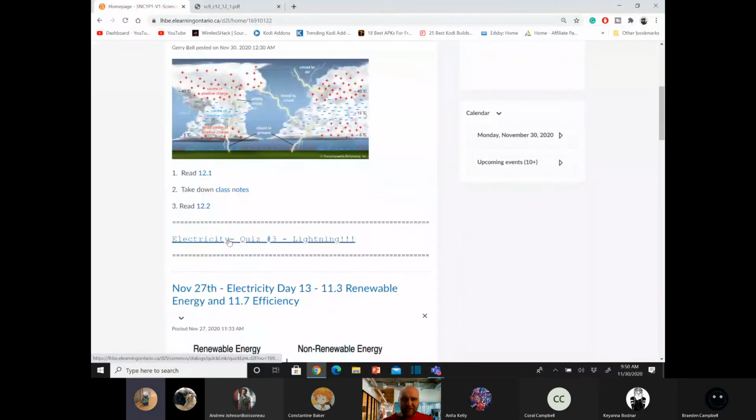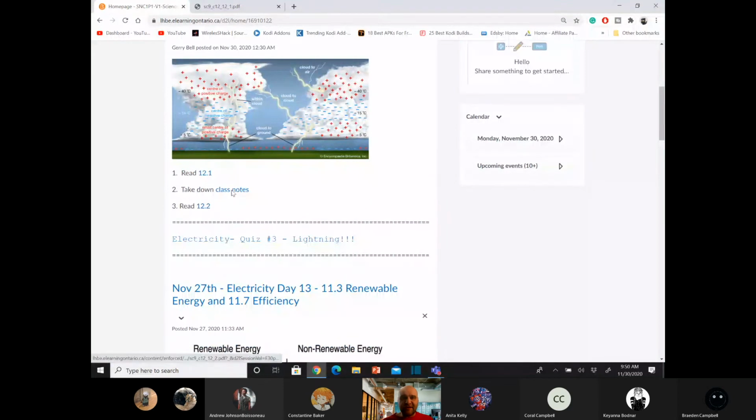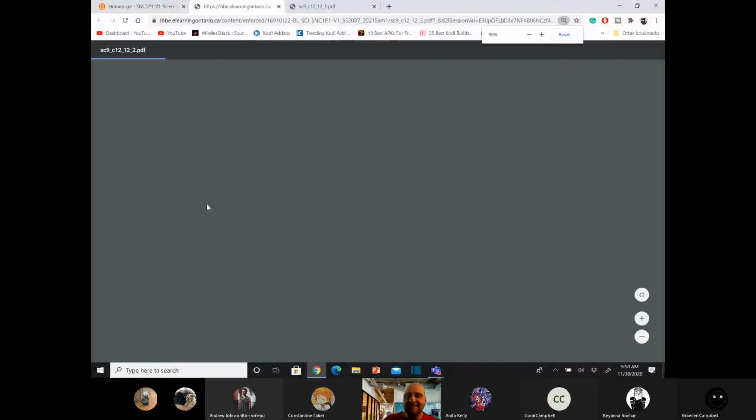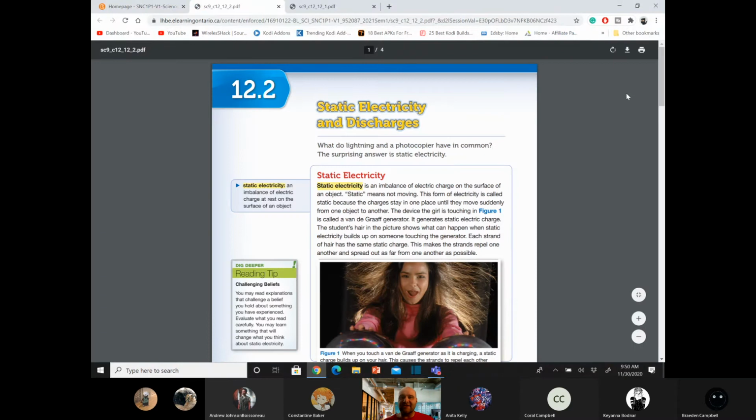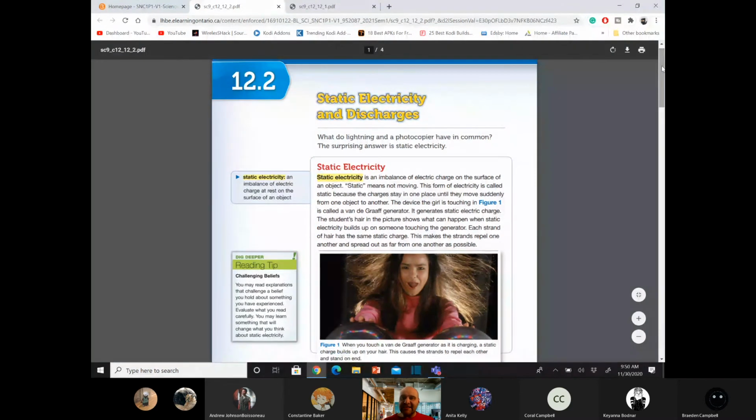Okay, here is 12.2. You can obviously see we've got a quiz coming up underneath. A nice picture there, lots of positives and negatives. This section is actually about lightning, part of it anyway, which is kind of interesting on its own. This section is really at the heart of this whole unit, and it's static electricity.